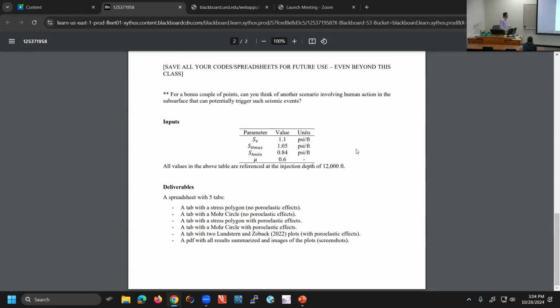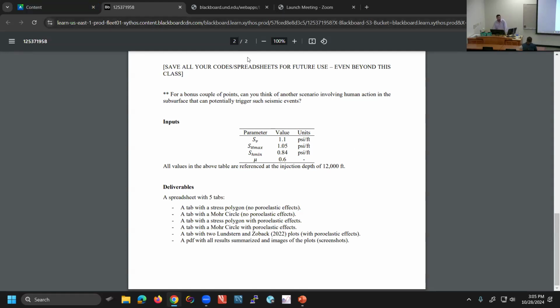Summary of the deliverables. I want a spreadsheet with 5 tabs, and then 1 PDF. A tab with the stress polygon, no poroelastic effect. A tab with the Mohr circle, no poroelastic effect. A tab with the stress polygon with poroelastic effects. A tab with the Mohr circle with poroelastic effects. And a tab with the 2 Lundstern and Zoback plots with poroelastic effects. And then a PDF with all the results summarized with images of the plots, screenshots basically.